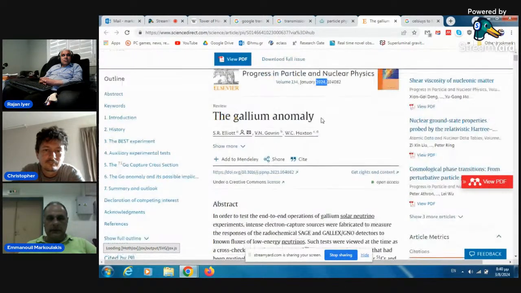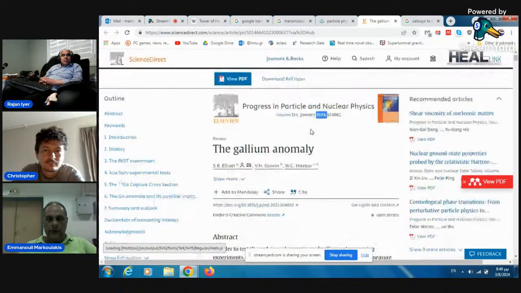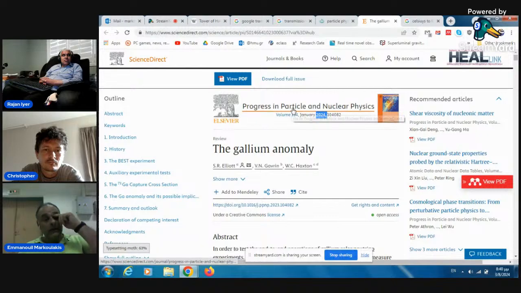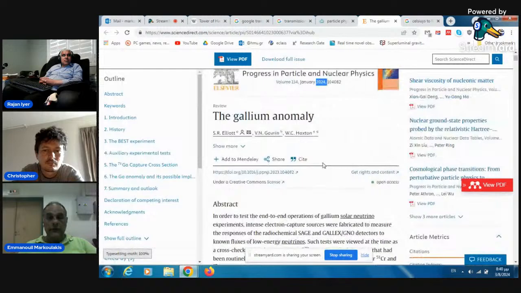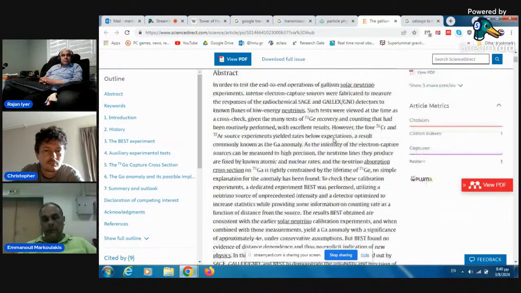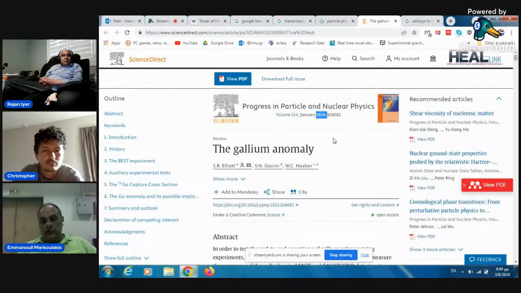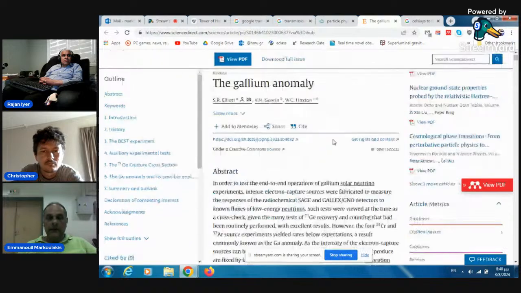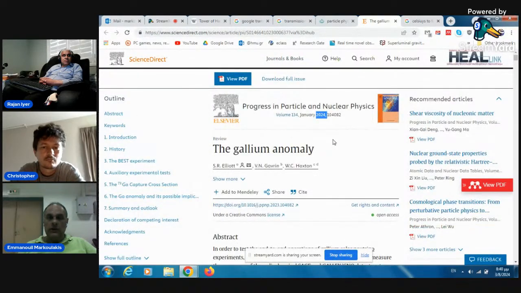So this is the latest article from 2024, published in this journal from Science Direct, Elsevier, and it's a review article. So it's reviewing all we know up to now about the gallium anomaly, and there's now a new possible explanation why this is happening, and the explanation goes like this.